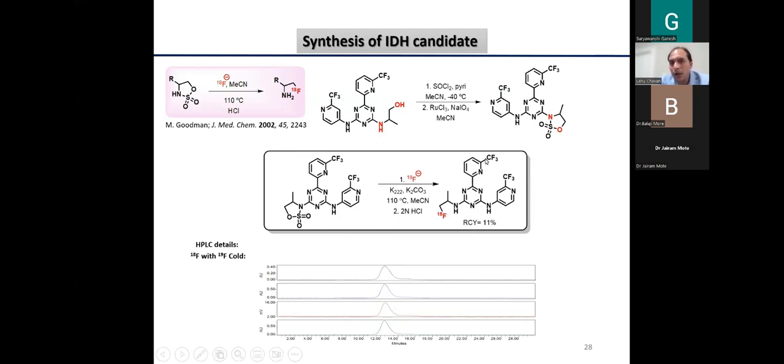Generally, we can't take a proton NMR of this F18 standard, because it will be in very minute quantity and it is radioactive. We cannot put it in the NMR machine. So that's why we need to confirm this with only HPLC.